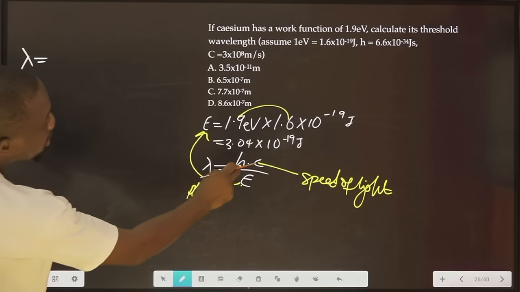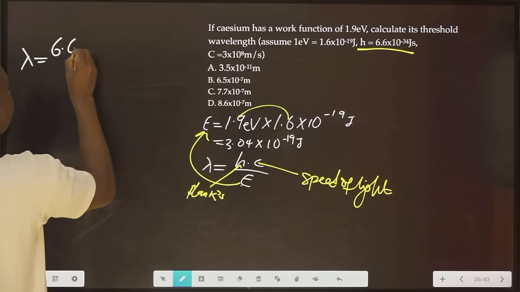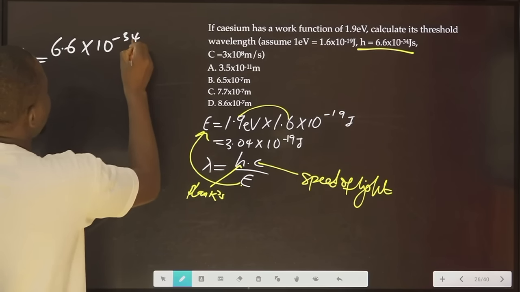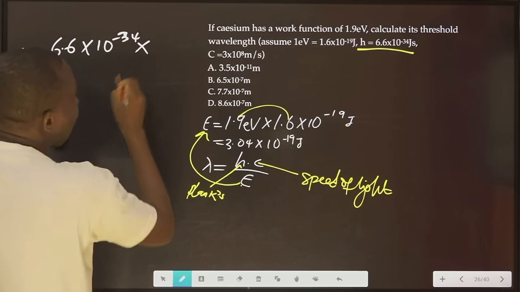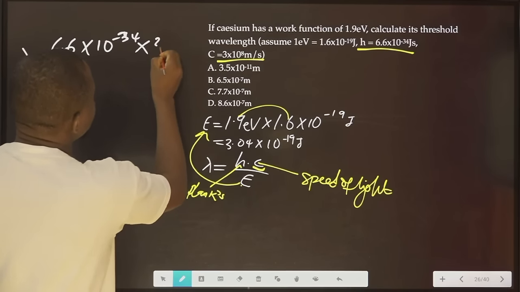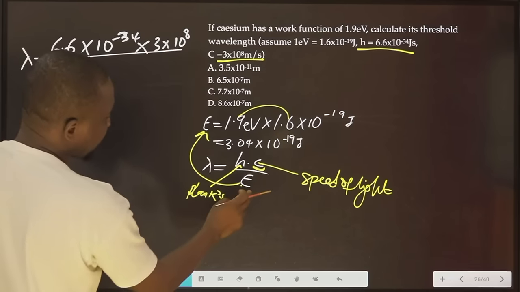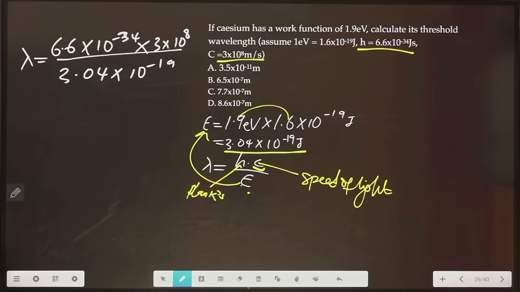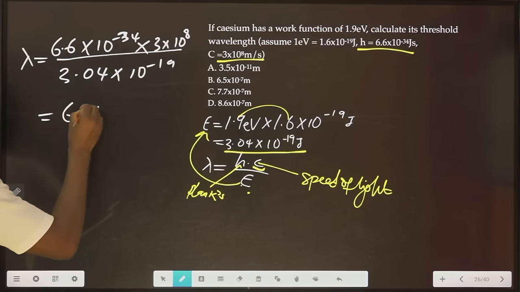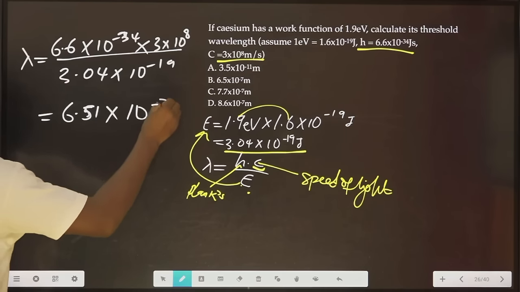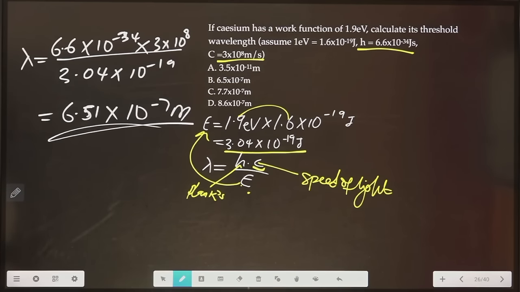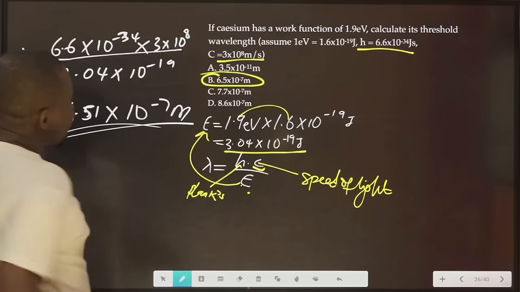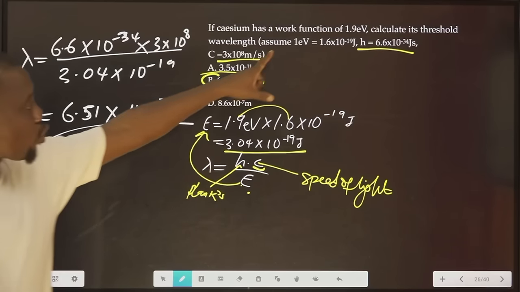This, therefore, is equal to 6.6 times 10 raised to the power minus 34 times C, which is 3 times 10 raised to the power 8, all over this, which is 3.04 times 10 raised to the power minus 19. Okay? Let me get a calculator. I'll just press it, no need to waste my time. So the answer I'm getting here is 6.51 times 10 raised to the power minus 7 meters. So B is the right answer. Just use this formula. Make sure you convert first before you continue.